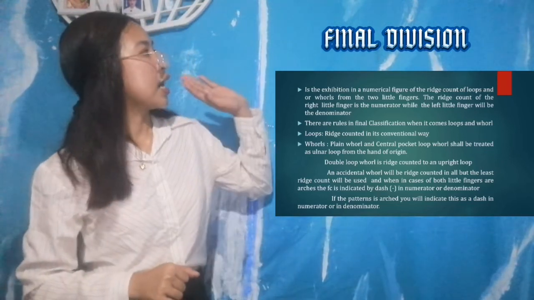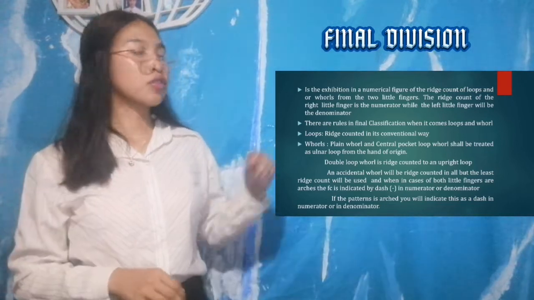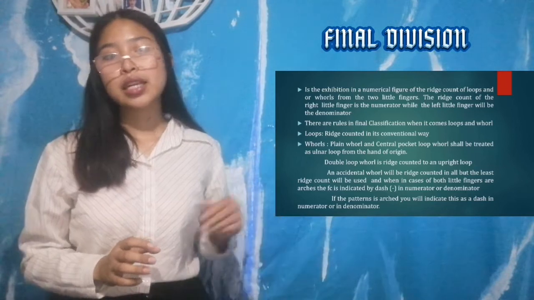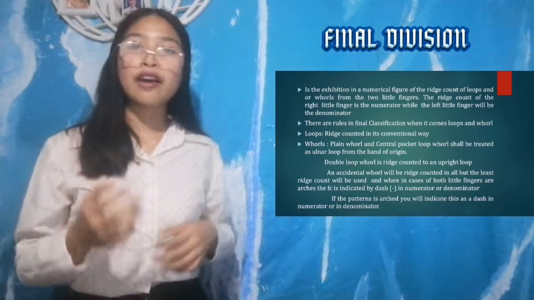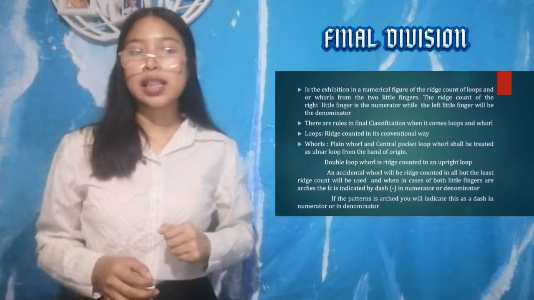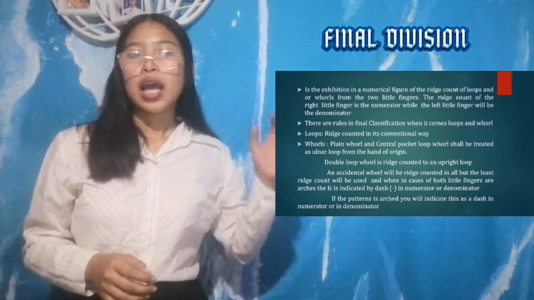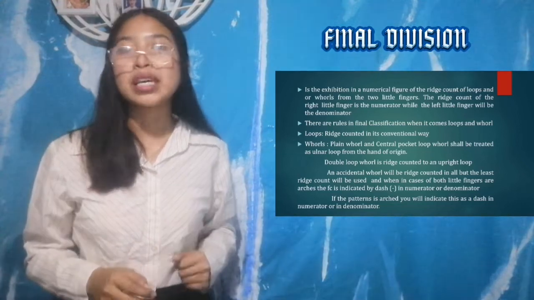Next, the double loop whorl is ridge counted as an upright loop. It means the ridge count is made from the delta to the core of the upright loop. Next is the accidental whorl. It will be ridge counted in all but the least ridge will be used.